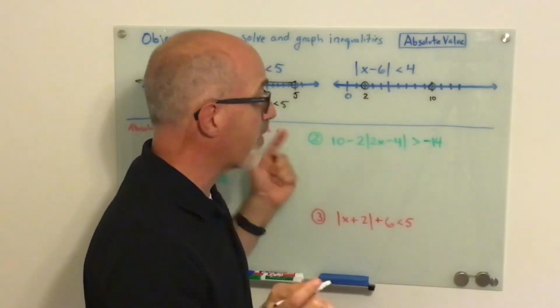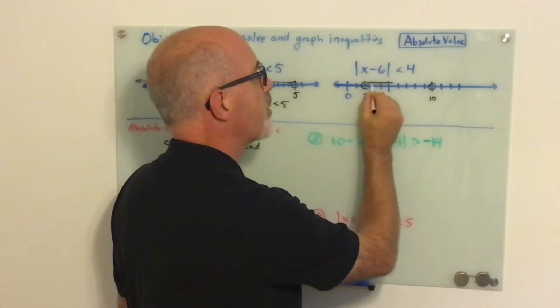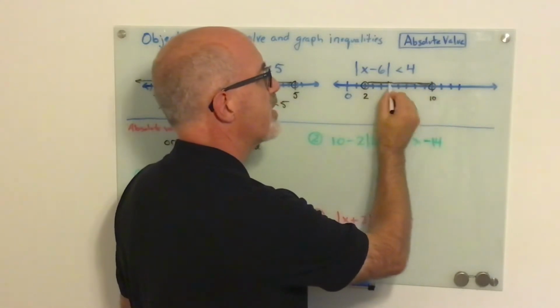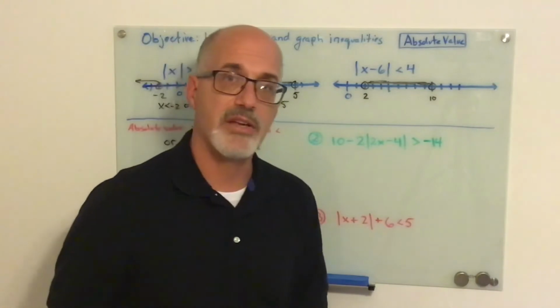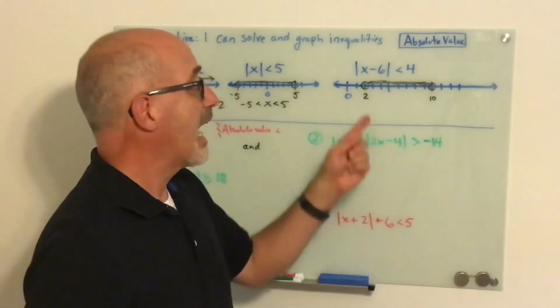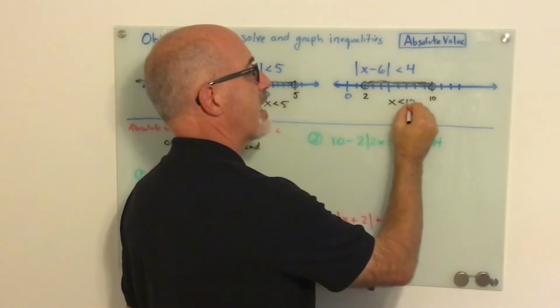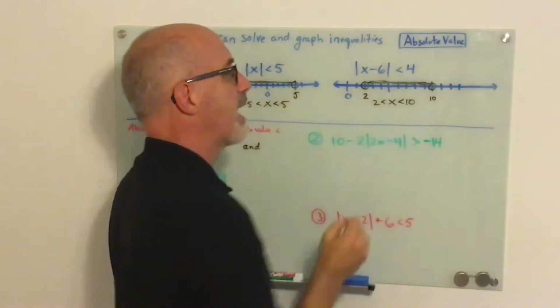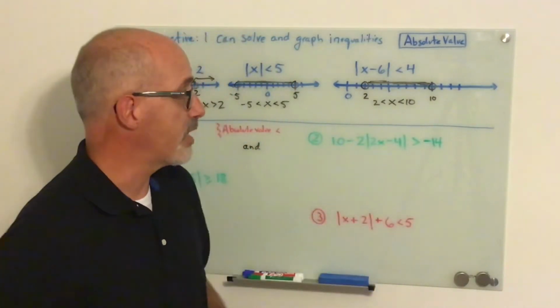Now it's going to be every number in between. We named all those other numbers. The infinite number of numbers in between them, including the decimals in between, are going to be the values that work for that. And so this solution would be x is between 2 and 10. x is greater than 2 and x is less than 10, the between notation.